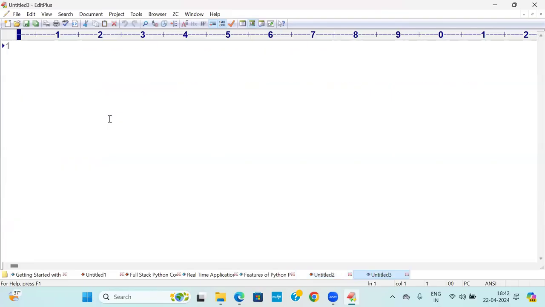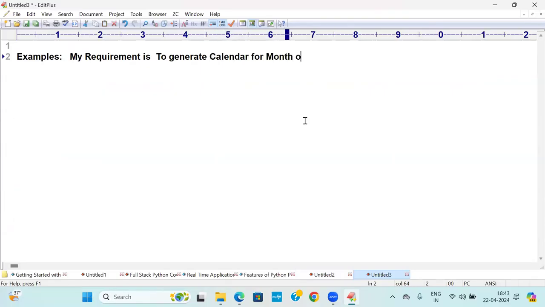Now, factor number one I am talking. Let us take an example. Everything I will explain through examples with coding. Today, my requirement is very simple, students. Online students, my dear students, carefully listen. My requirement is to generate a calendar for a month, for the month of April 2024. This is my requirement today.